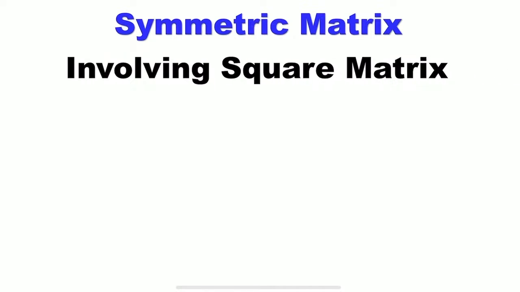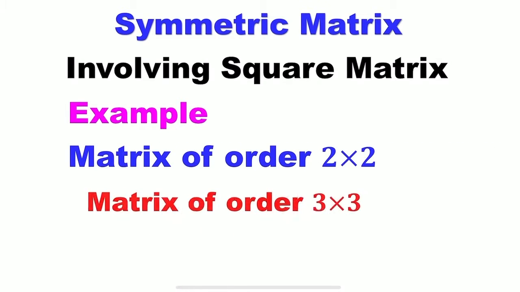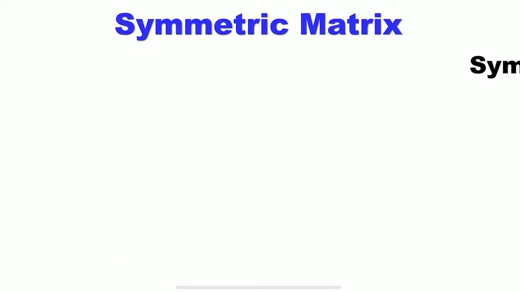Again, we are given the opportunity to learn together something in mathematics. So this time, let us go through what a symmetric matrix is. It involves a square matrix, for example a matrix of order 2 by 2, a matrix of order 3 by 3, and so on.